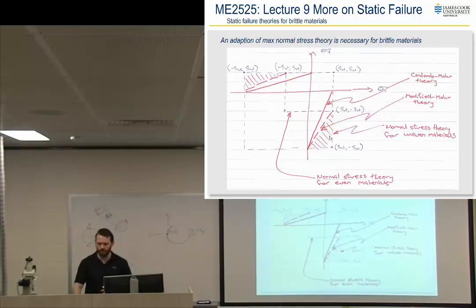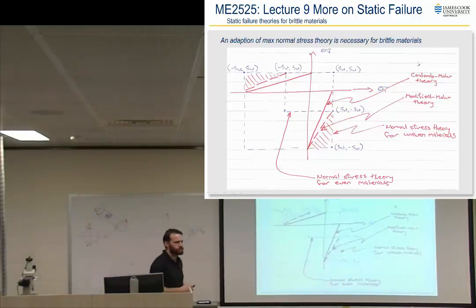So the first attempt to deal with the fact that stuff's failing in this little quadrant here in that corner was just to connect those two dots, that straight line there. And the same thing this way, because it's exactly the same, just a flipped around element. And so that's called the Coulomb-Mohr theory.